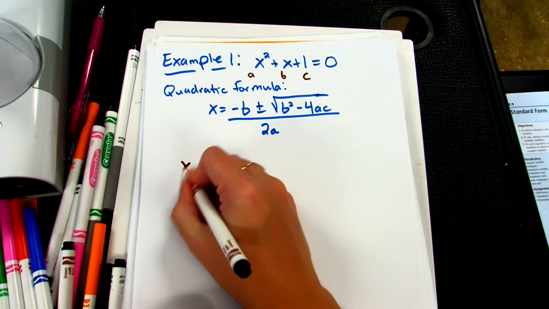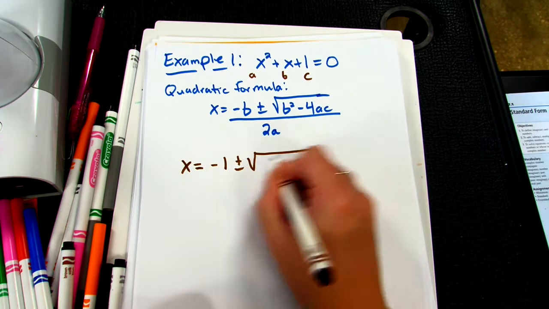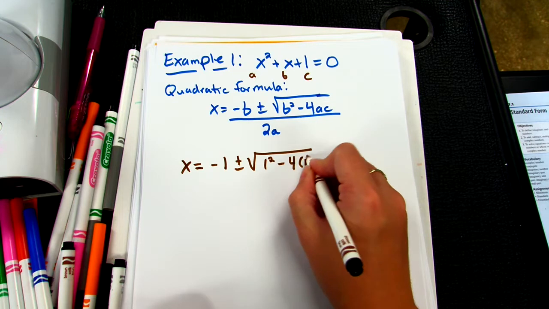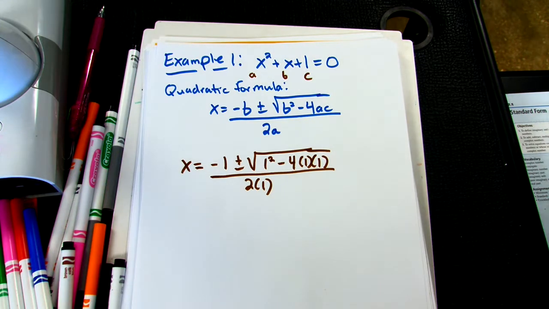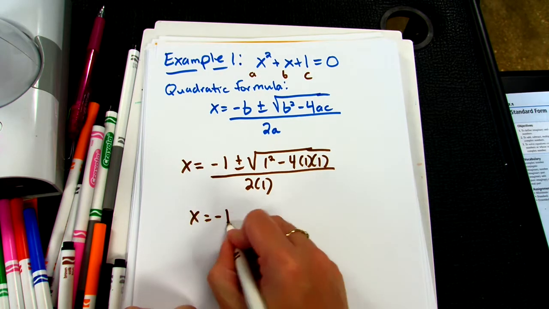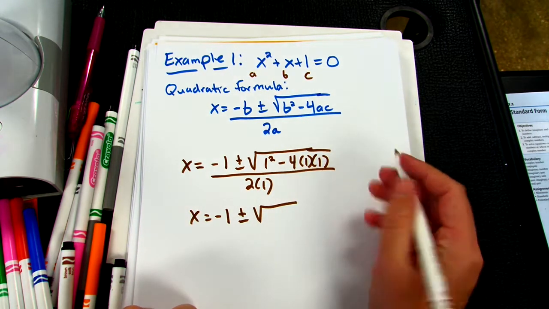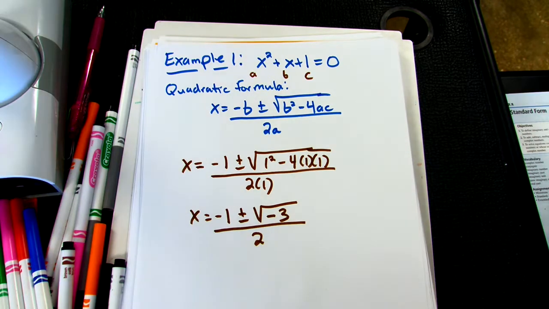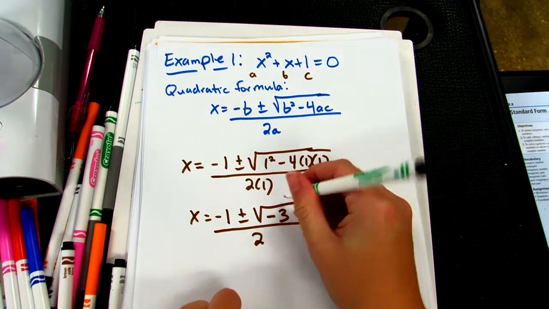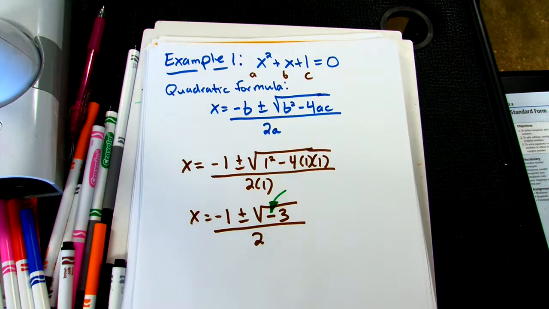So that means I get x is equal to -1 plus or minus the square root of 1 squared minus 4 times 1 times 1, all over 2 times 1. From there, x is equal to -1 plus or minus the square root of 1 minus 4, which is -3, all over 2. Here is a negative. It's not quite an imaginary unit yet because remember, i is the square root of -1. We don't have the square root of -1; we have the square root of -3. Not the same thing. However, the square root of -3 can be broken up and rewritten.